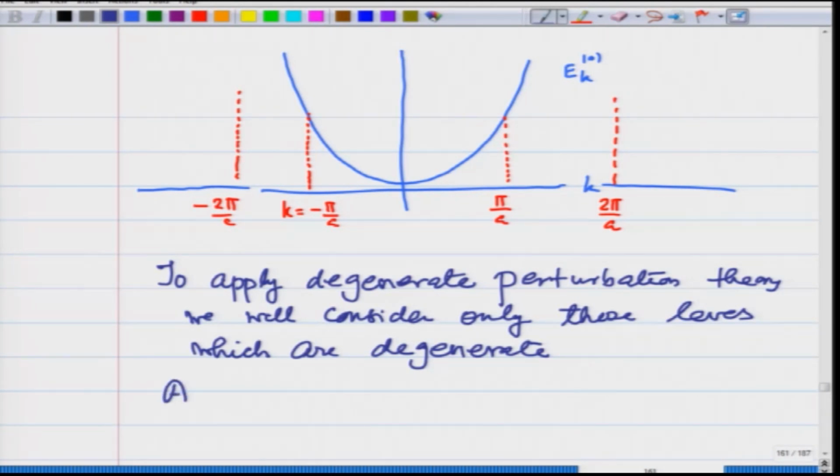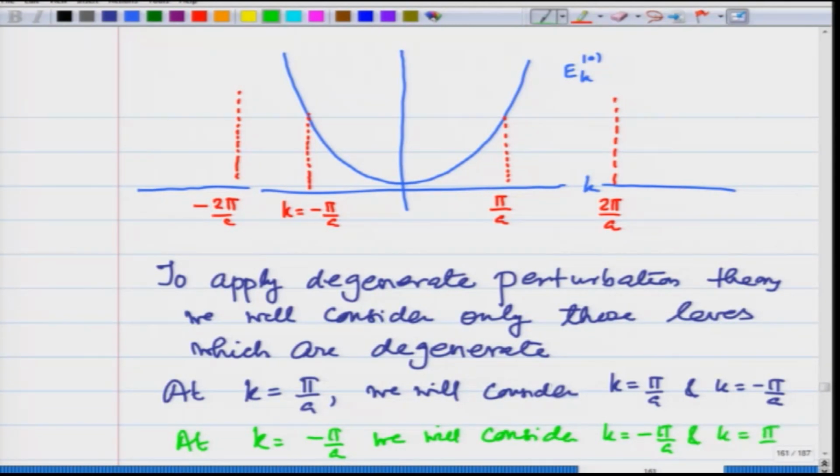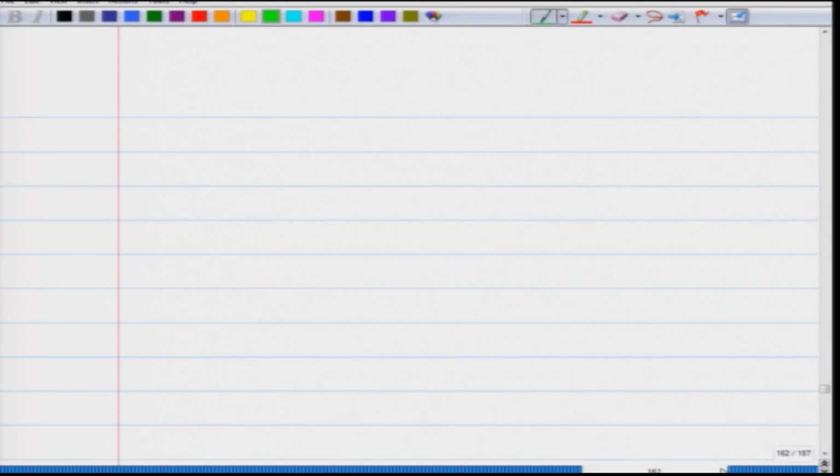So, at k equals pi by a, we will consider levels k equals pi by a and k equals minus pi by a. Similarly, at k equals minus pi by a, we will consider k equals minus pi by a and k equals pi by a. These are the levels which are degenerate, because energy depends on k squared and k is equal to k plus g. So, how do we apply degenerate perturbation theory?